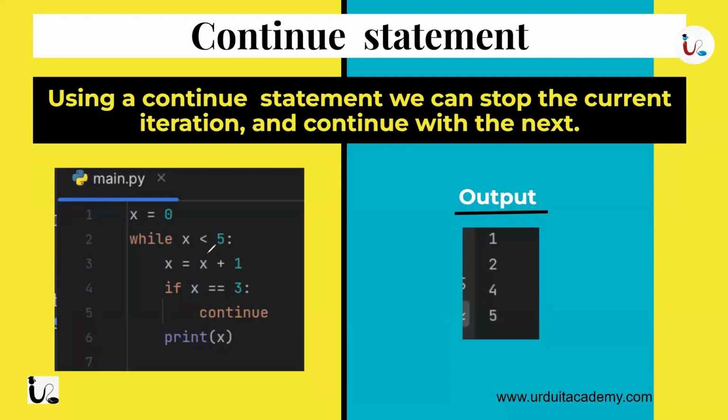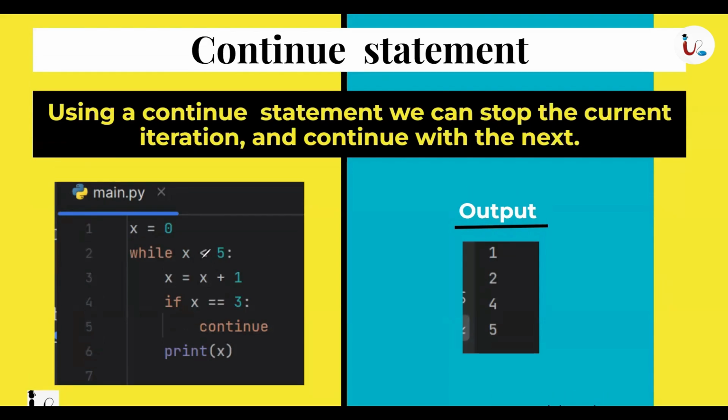And I'm checking while x less than 5, like 0 less than 5 is true. So x is equal to x plus 1. The value of x is changed to 1. Now the value of x is 1, and I'm checking if 1 equal to 3. That's wrong. So what happens? We are printing 1.